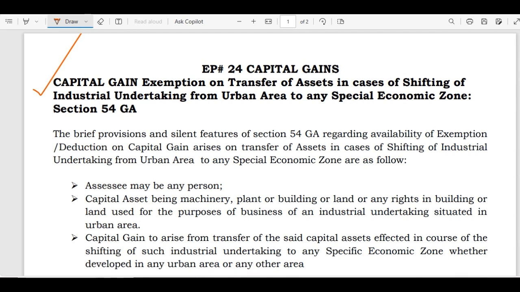In this video, we are going to learn about capital gain exemption on transfer of assets in case of shifting of industrial undertaking from urban area to any special economic zone, Section 54GA.